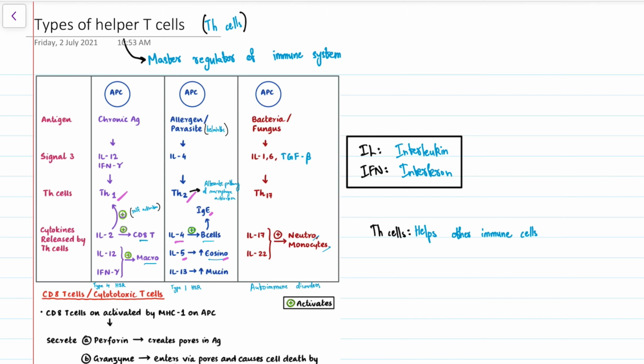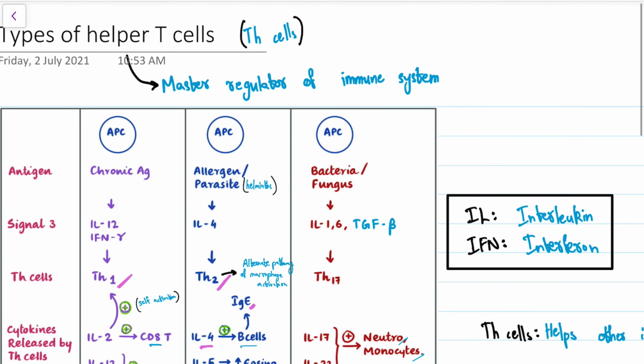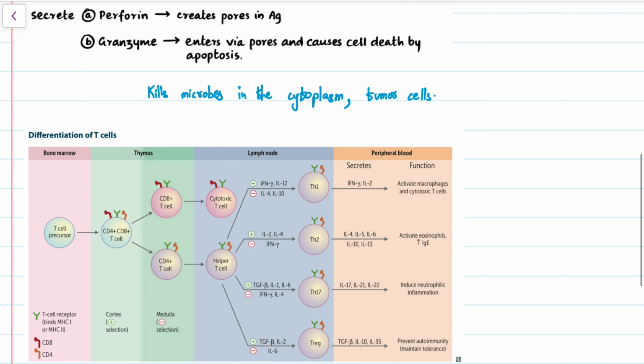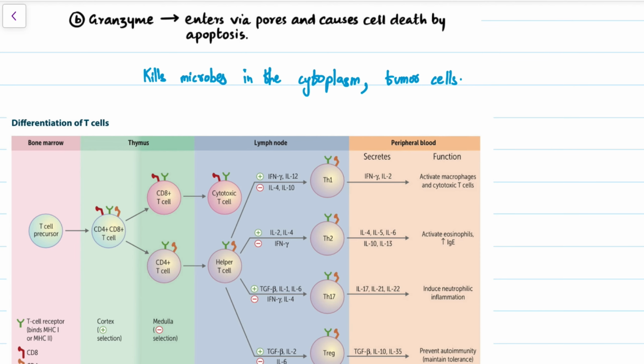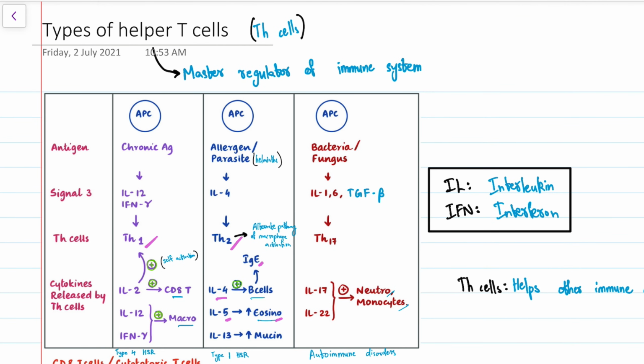So today we'll be discussing the types of helper T cells. These helper T cells are known as the master regulators of the immune system. These helper T cells arise from the CD4 positive T cells. So how do these function actually?